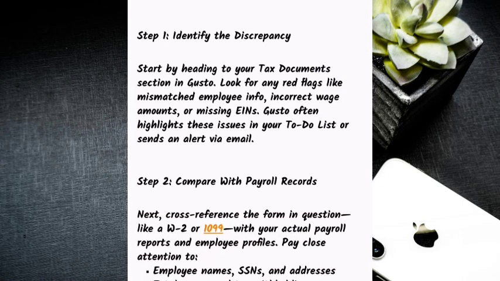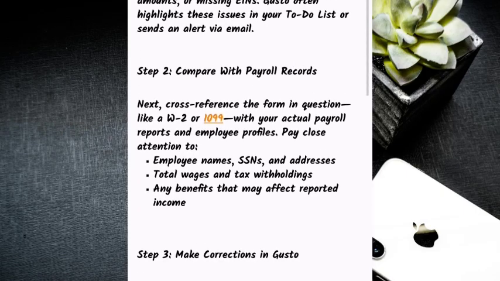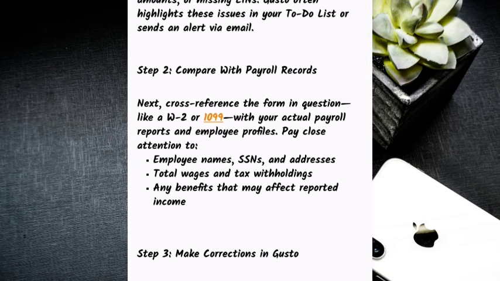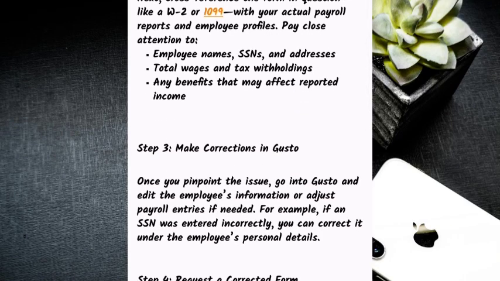Step 2, compare with payroll records. Next, you want to cross-reference the form in question, like a W-2 or 1099, with your actual payroll reports and employee profile. Pay close attention to employee names, SSN, that's the social security numbers, and address. You also want to pay attention to total wages and tax withholdings, as well as any benefits that may affect the reported income.